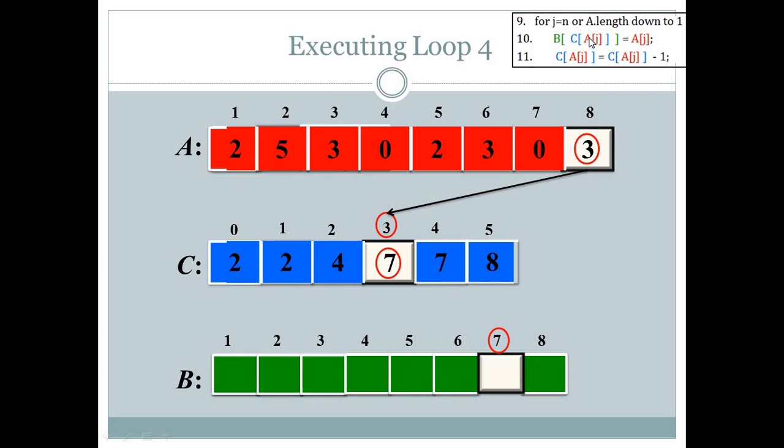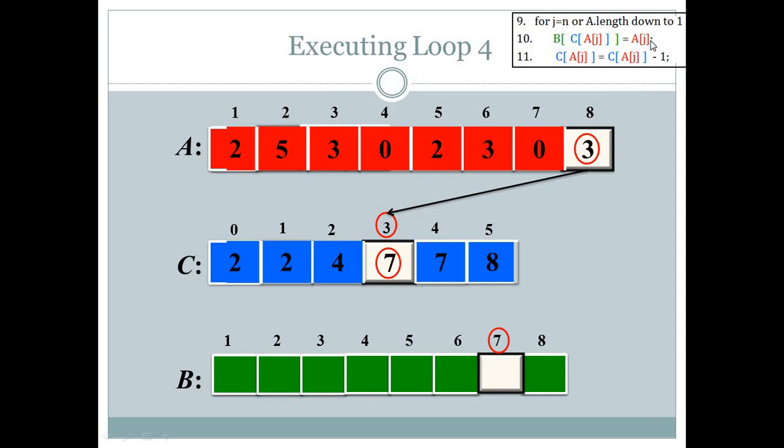So first of all we have to find A of j, that will become the index of the C array, and that will become the index of the B array. So now we will have to know A of j. A of 8 is 3 here. So this 3 will become the index of C. So at index 3 of C, what value do we have? 7. So at the 7th index of B, we will store which number?